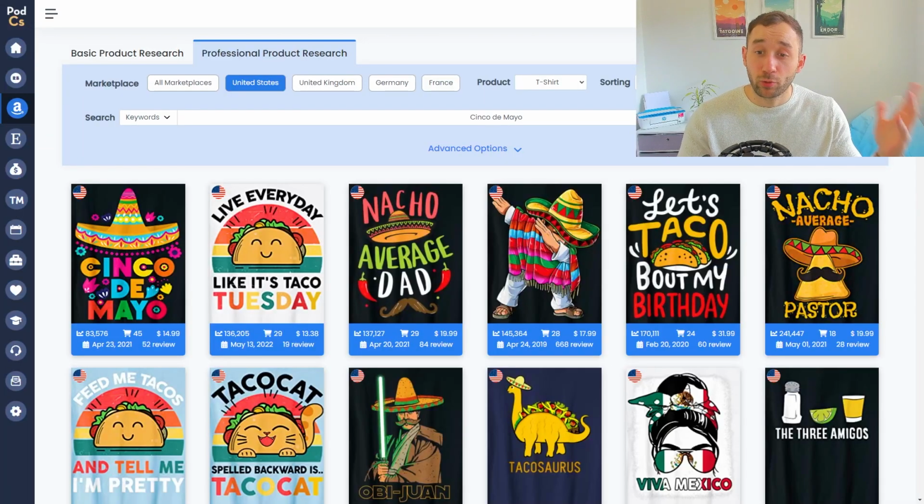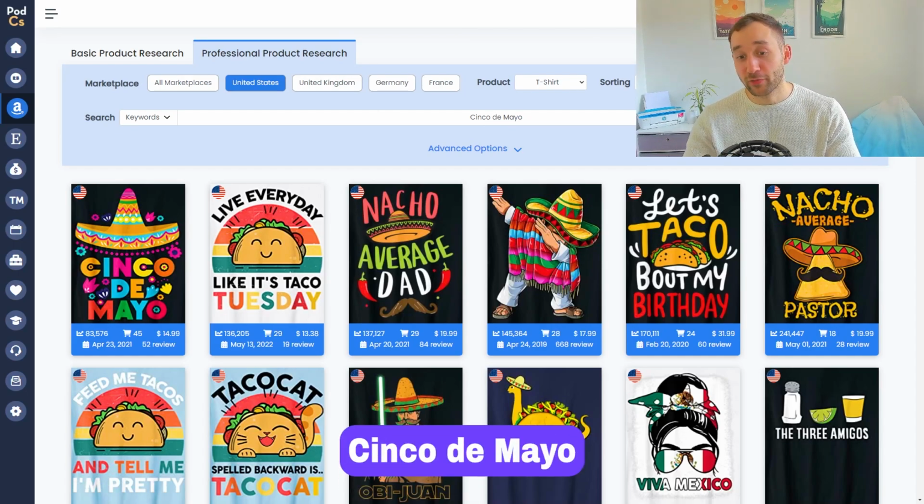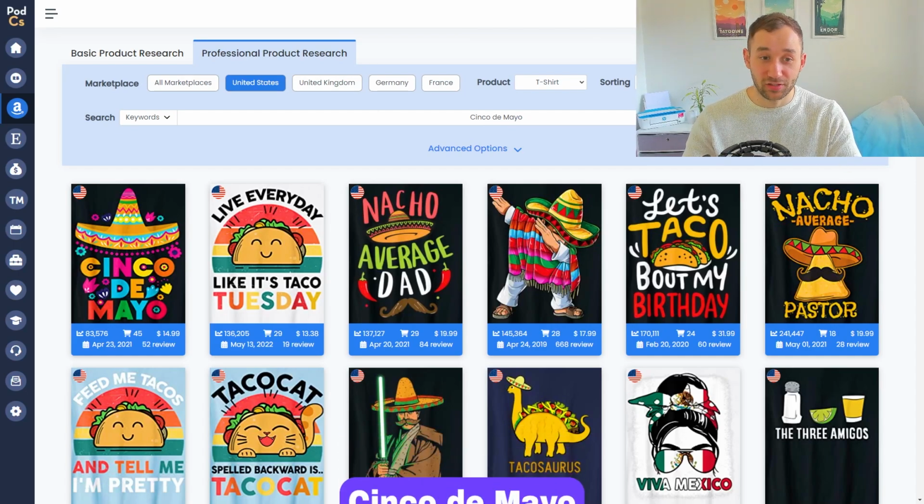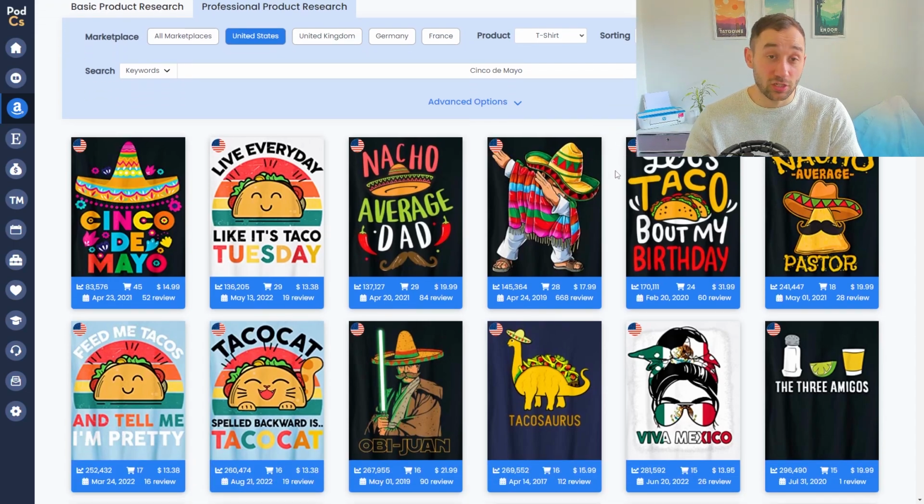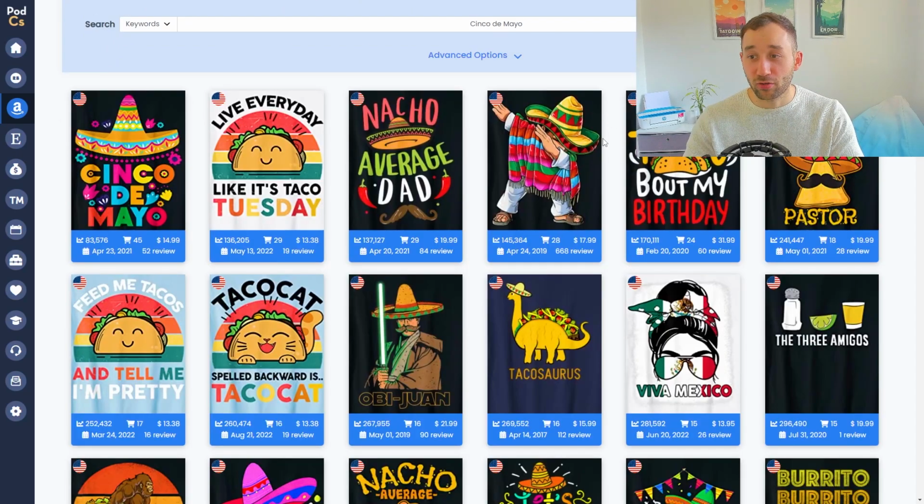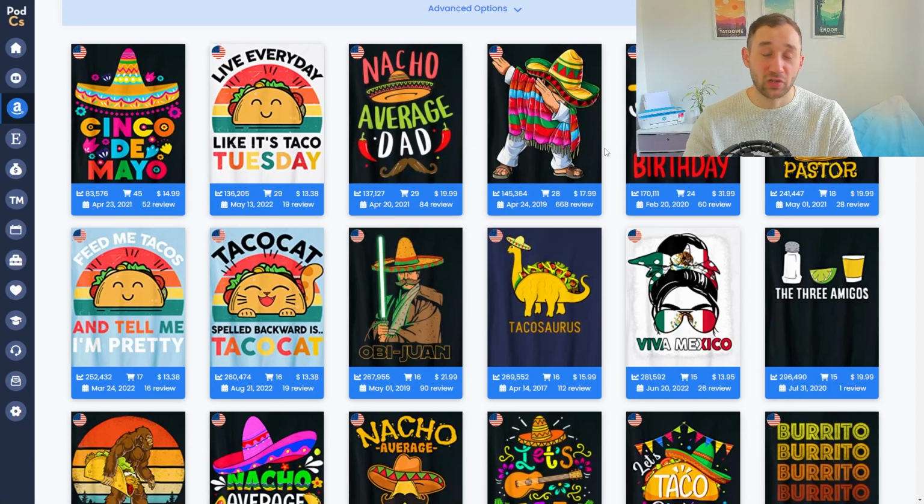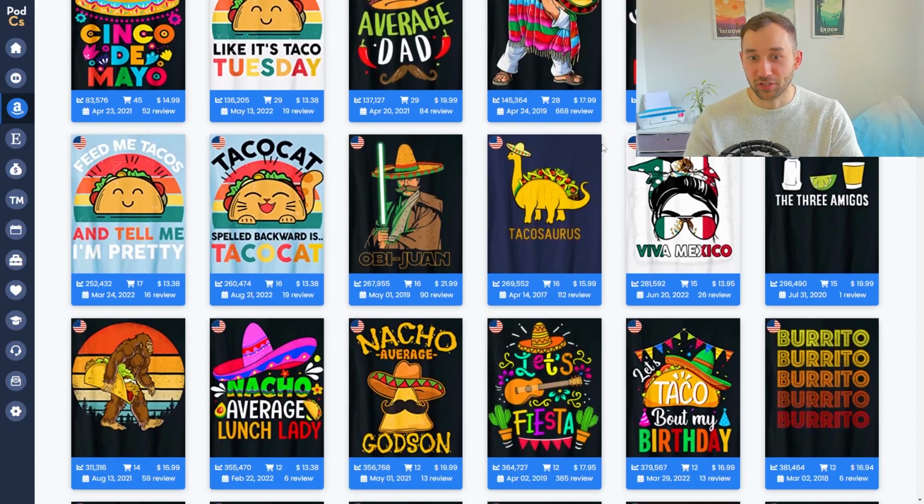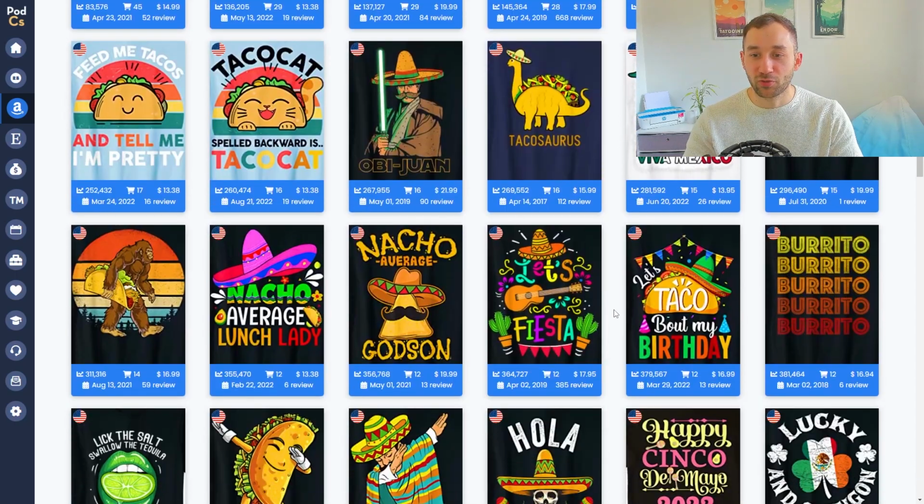On May the 5th, we've got arguably one of the biggest t-shirt design holidays for May, and that is Cinco de Mayo. If you've been around in print on demand, you've probably seen this niche before, and it does really well every single year. For t-shirts, it's mainly a celebration of Mexican culture. And while you look through these results, you quickly notice that most of them are about tacos and just funny designs. There are some Fiesta ones as well.